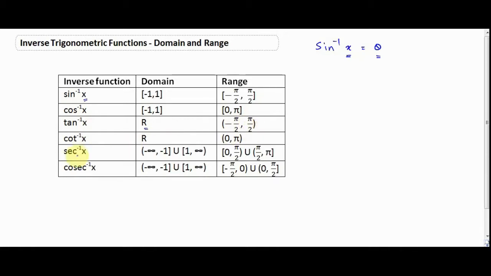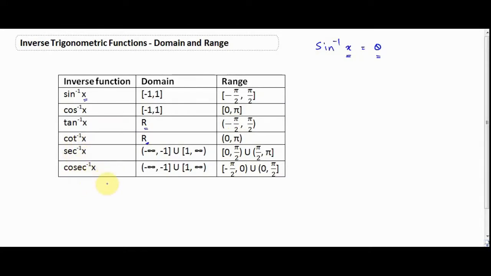Now cot inverse of x will have a domain of R itself. It means that x can take values greater than 1, but the range is different from that of tan inverse of x. In case of cot inverse of x, the range is from 0 to pi. Likewise, domain and range are defined in case of sec inverse of x and cosec inverse of x also.